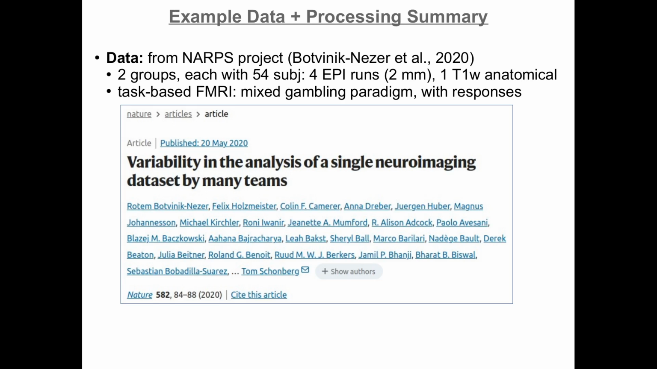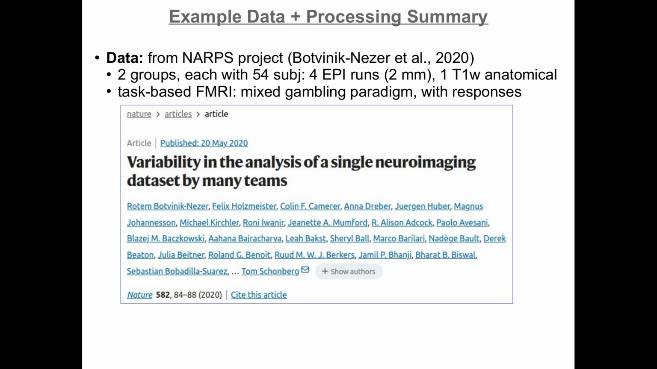What this data is, is task fMRI data with a mixed gambling paradigm. The two groups involved were each about 54 subjects that had 4 EPI runs apiece and fairly high resolution fMRI data, 2mm isotropic. And this data was used and made public, and researchers were basically asked to self-organize and analyze this single set of data however they saw most appropriate using their normal pipelines, and then present their statistical results about a few specific hypotheses or questions.